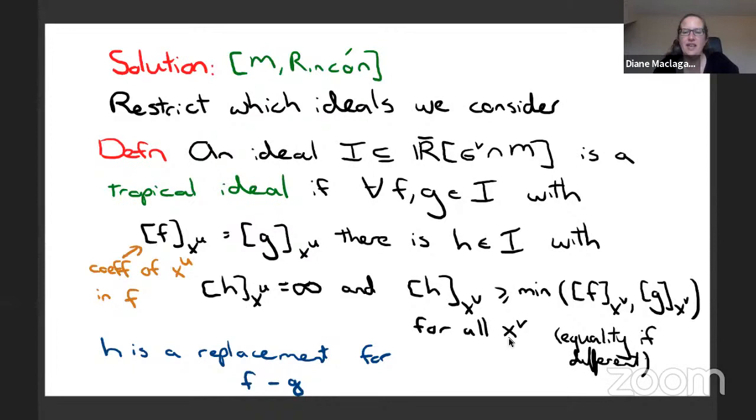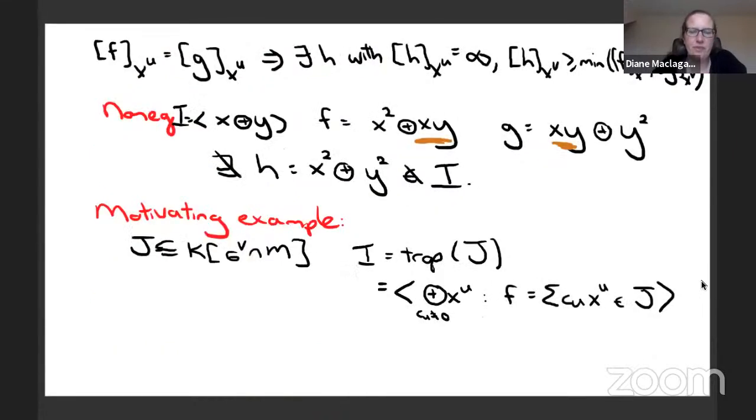So the tropical way of saying that is I'm just going to impose it. Given f and g whose coefficients are the same at x to the u, there is an h whose coefficient at x to the u is tropical 0, that's infinity, and the other coefficients of h are at least as large as the minimum of the two. This is a condition that comes from the theory of valuations, which I haven't told you about today. The idea here is that h is a replacement for f minus g. It's putting in just enough subtraction into the theory.